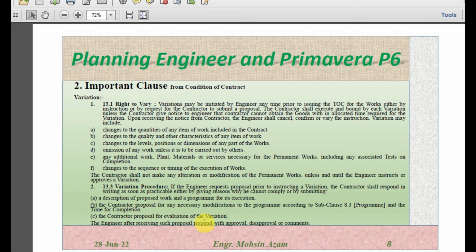The engineer, after receiving such proposal, responds with approval, disapproval, or comment. So once the engineer requests a proposal from the contractor regarding the variation, the contractor shall give a valid reason not to proceed with the work, or he may submit the proposal consisting of a detailed description of the work and the program for the execution, the proposal for the modification of the program and for the additional time requirement, and the proposal for the evaluating of the variation. After receiving the proposal from the contractor, the engineer should give a response with the approval, disapproval, or with any comments to the contractor.